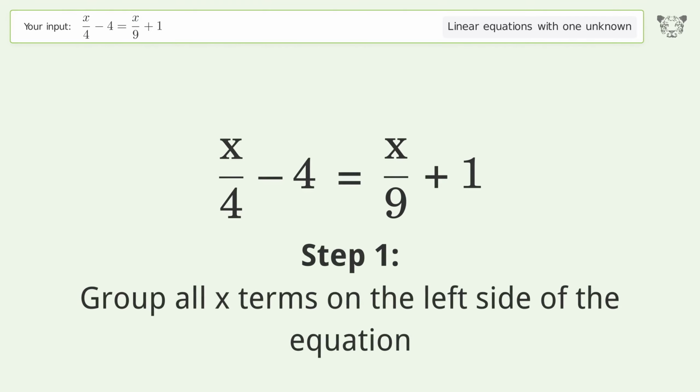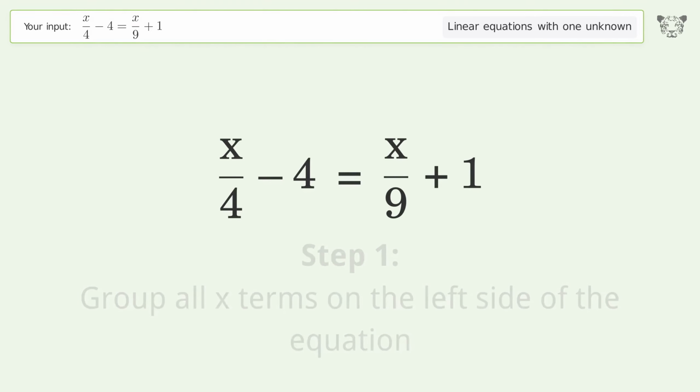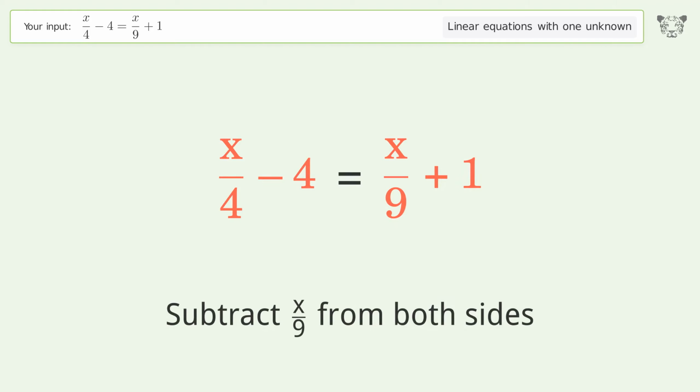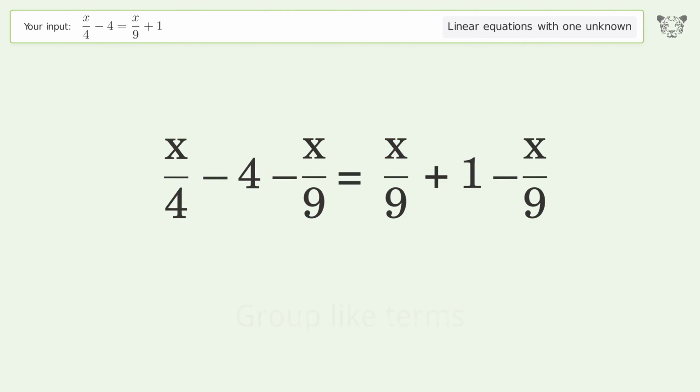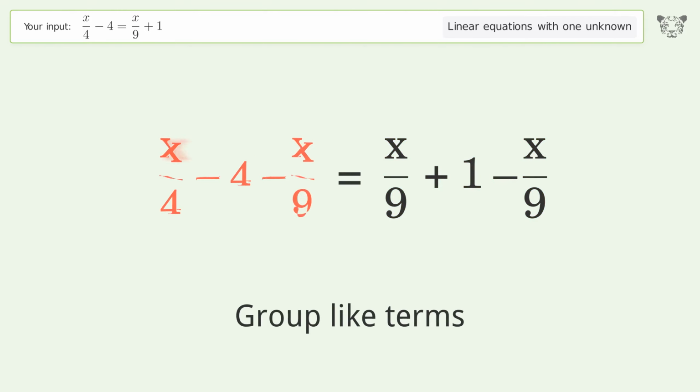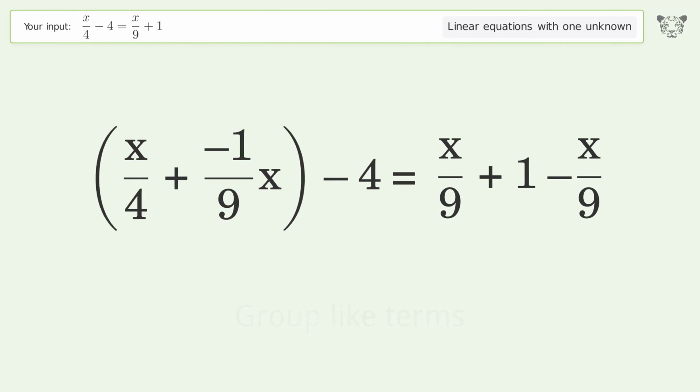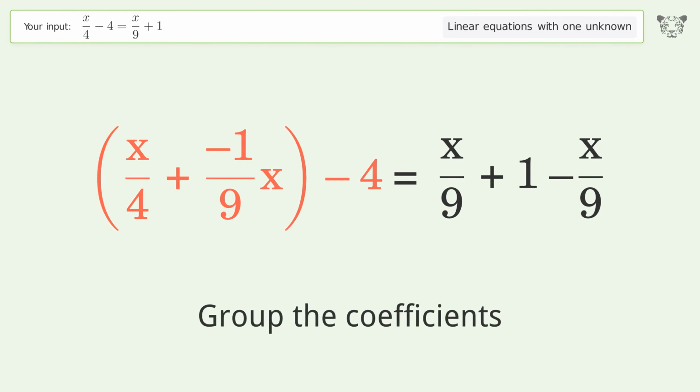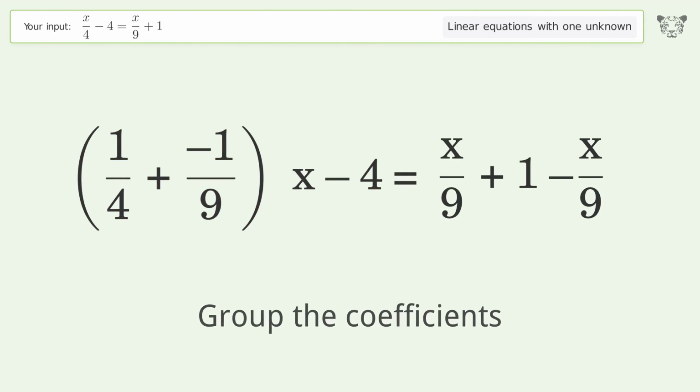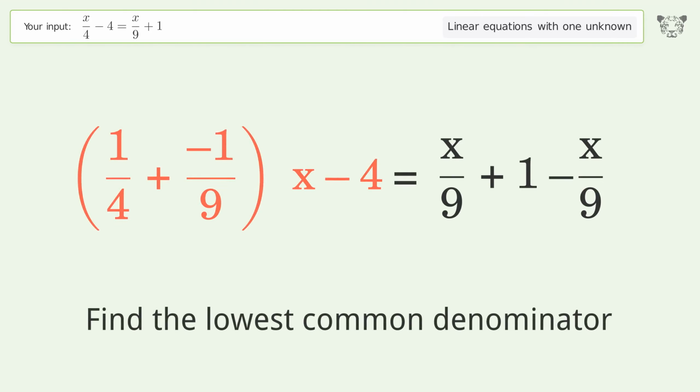Group all x terms on the left side of the equation. Subtract 10 over 9 from both sides. Group like terms. Group the coefficients. Find the lowest common denominator.